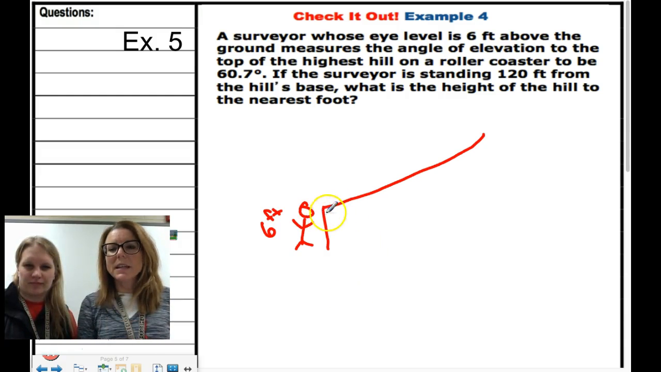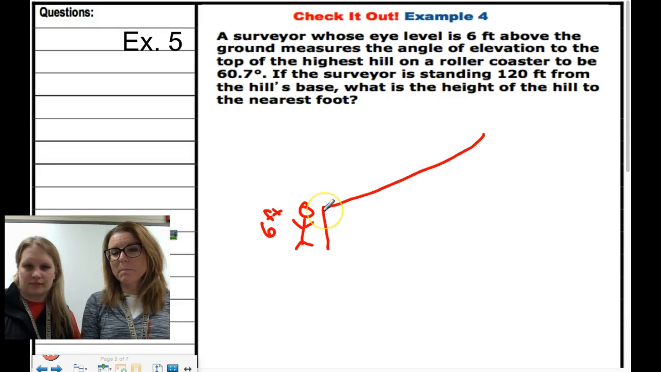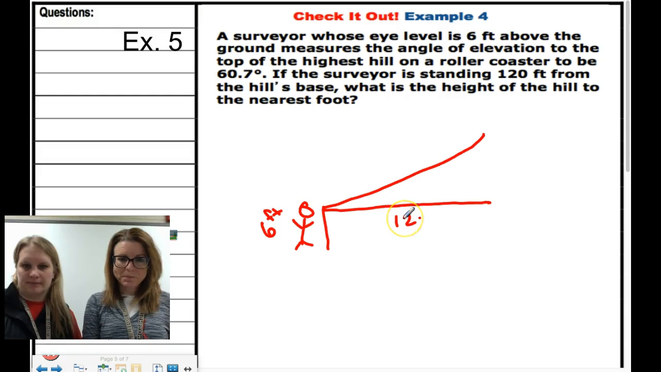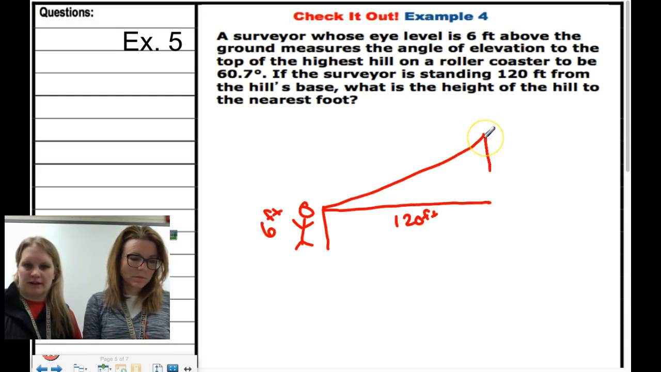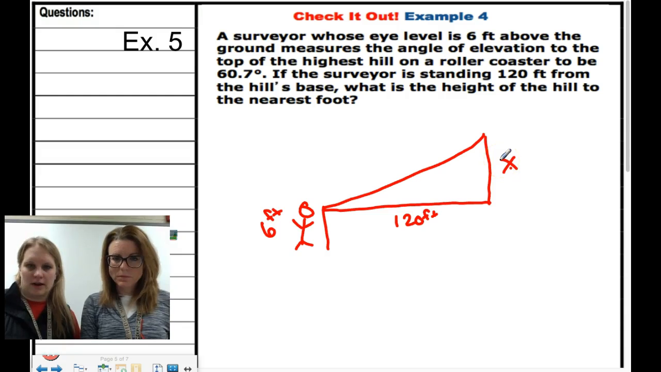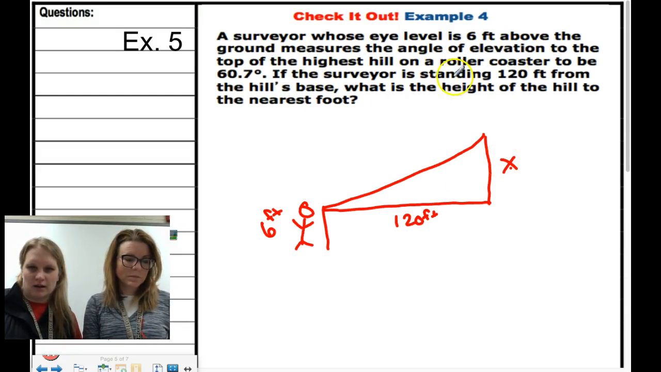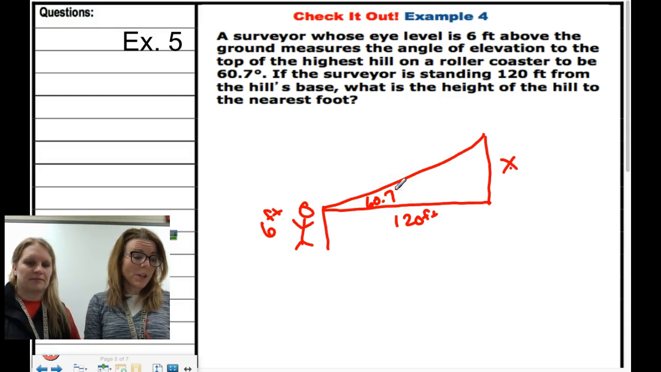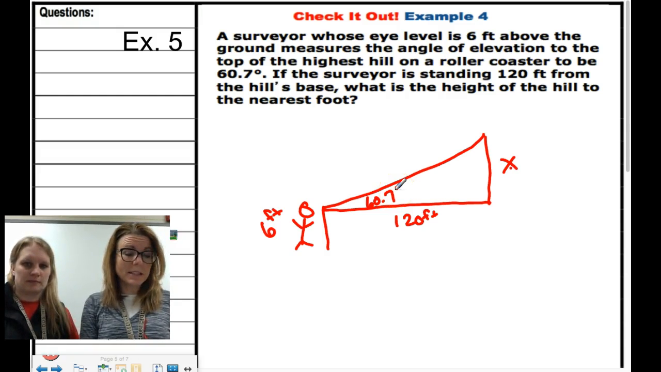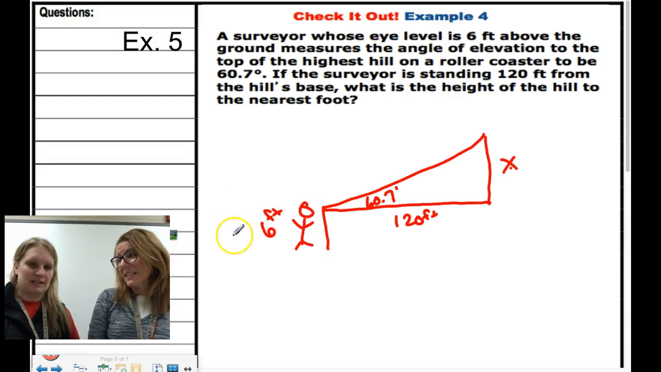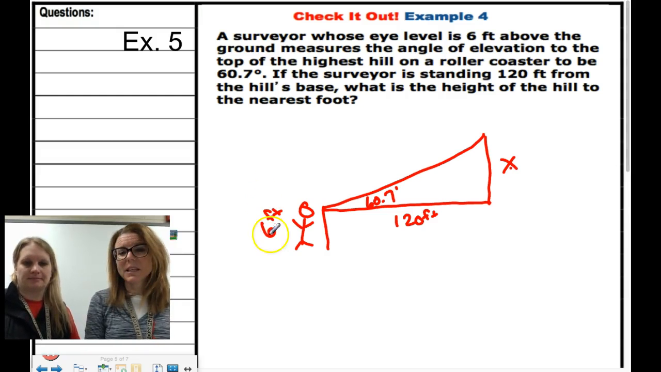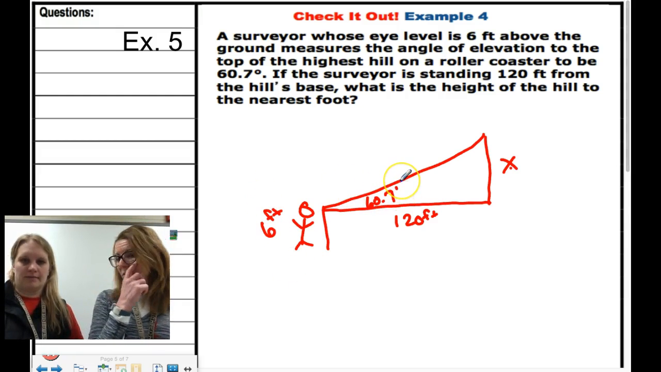If the surveyor is standing 120 feet from the hill's base, what is the height of the hill to the nearest foot? So this would be 120. And we're trying to find this right here. It also said that the angle of elevation, so from a horizontal up, is 60.7. What we're actually trying to find is x, but then we're going to have to add the 6 feet, because we want to know the actual height of the hill. The height of the hill is from the bottom all the way up to the top, okay?